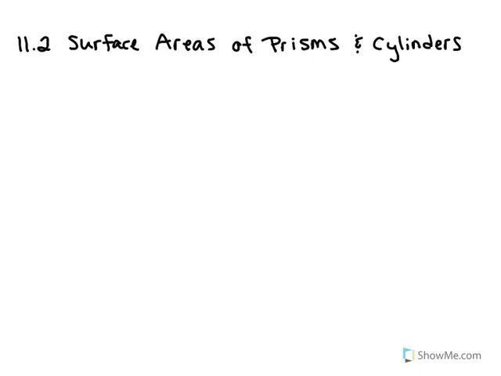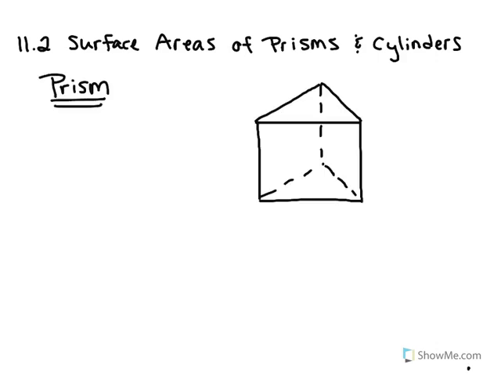This tutorial is going to talk about section 11.2, surface areas of prisms and cylinders. And the first thing that we're going to do is dissect every part of a prism. So let me put one up here for you. Alright, so here's an example of a prism, but what exactly is a prism?